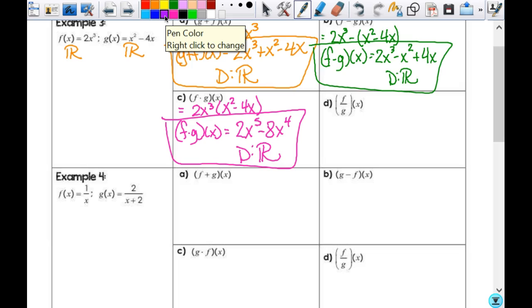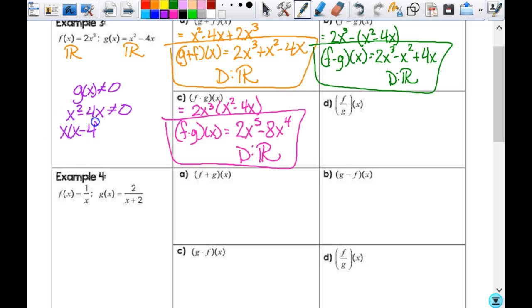All right, so the quotient, g of x, is the denominator. G of x cannot equal 0. That means that x squared minus 4x cannot equal 0. So how do I figure out what those x's are? Do I add 4x to both sides? I factor. I factor out an x, gives me x minus 4, and that cannot equal 0, which means x cannot equal 0, and x minus 4 cannot equal 0, so x cannot equal 4. There are my two additional restrictions. Okay? Everybody okay with all that?